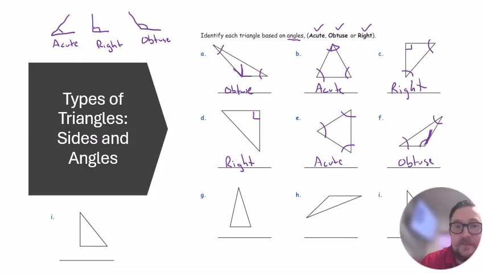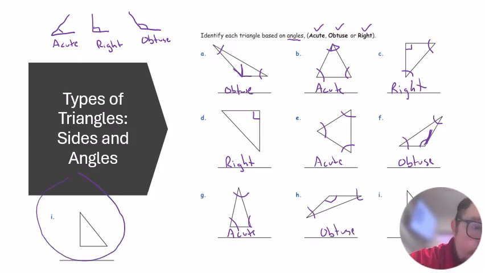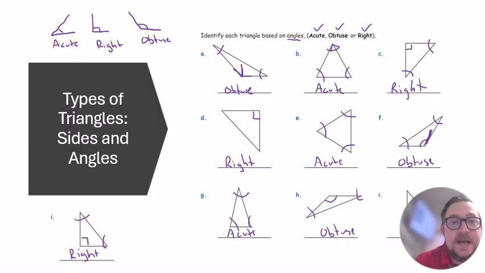obtuse. Finally, G, last row, acute, acute, acute, makes an acute triangle. Acute, acute, and obtuse makes an obtuse triangle. And then I's over here. And this is going to be acute, acute, right, one right angle, gives us a right triangle. All right, next we're going to judge it by its angles and its side lengths.